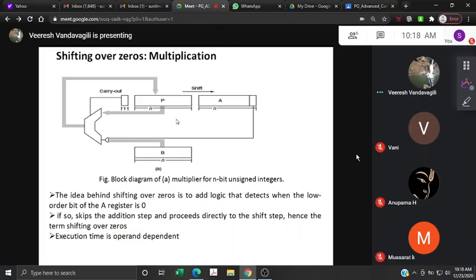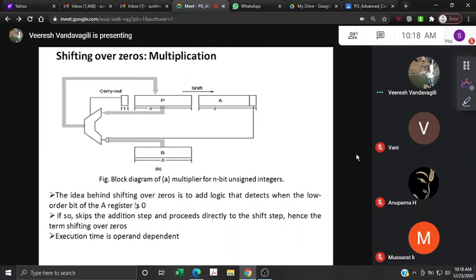It's simply doing 0 plus P, and the addition result will be stored back in P. But in shifting over the zeros, we are avoiding this operation when the lower order bit of the A register is equal to zero, so we can improve the performance. We avoid one addition operation, so we can improve the speed of the multiplication.